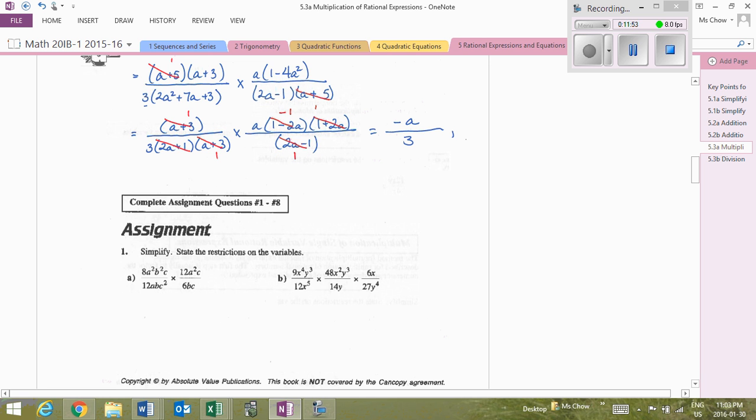And our restrictions, not forgetting about that a plus 5 that I crossed off right from the beginning. So I've got negative 5 for that one, negative 3 for the a plus 3, and then for the 2a plus 1, cannot equal 0, a cannot equal negative 1/2, and for this one, 2a minus 1, a cannot equal positive 1/2. Excellent. So on to your assignment.